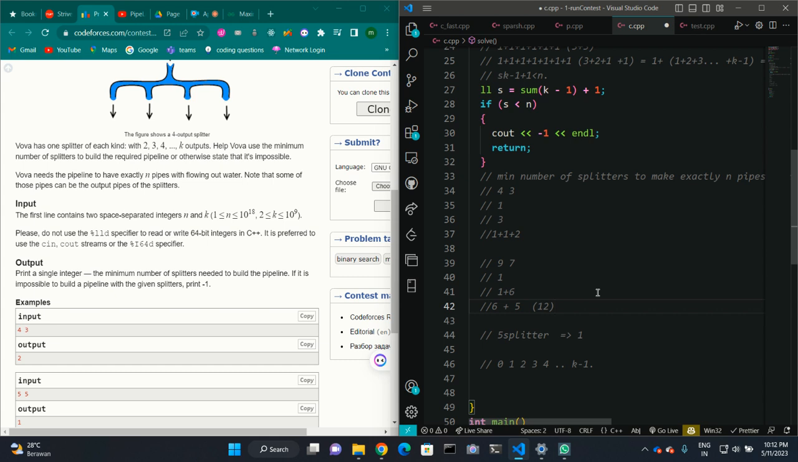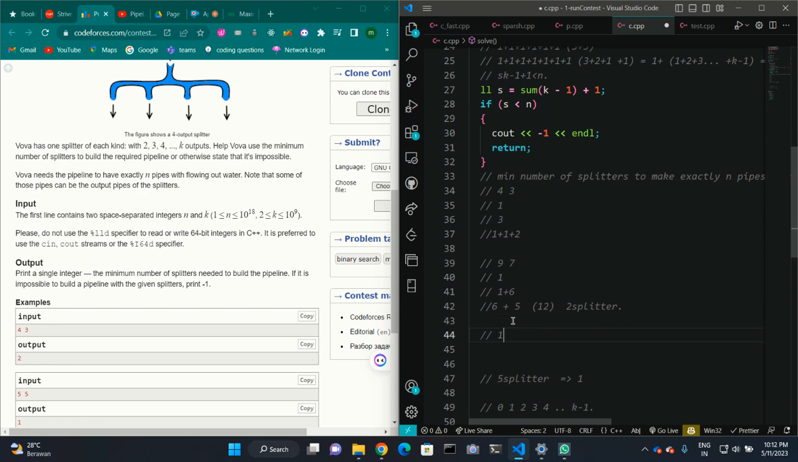12 outputs are getting, but we only need 9. But until now, we use 2 splitters. I will say 2 splitters is our answer. But how are you saying? You should only produce exactly n pipes, right? But you are producing 12 outputs and you are saying minimum is 2. You will guess that is wrong.